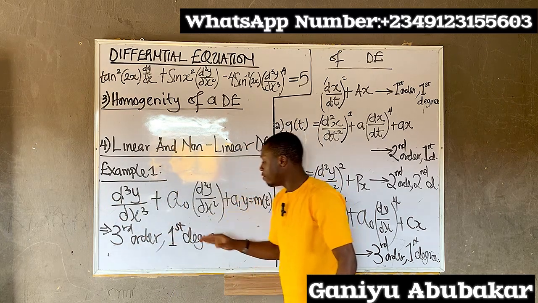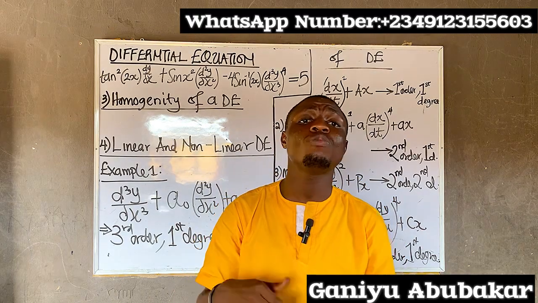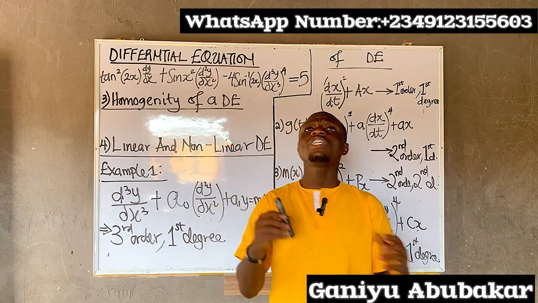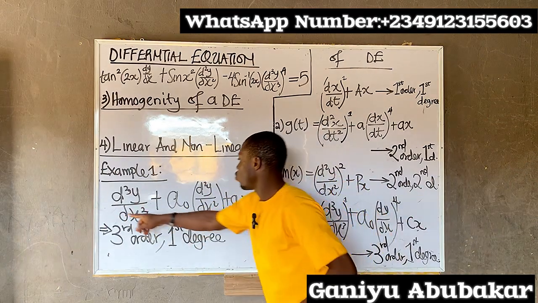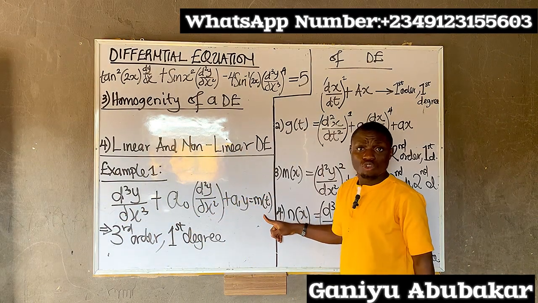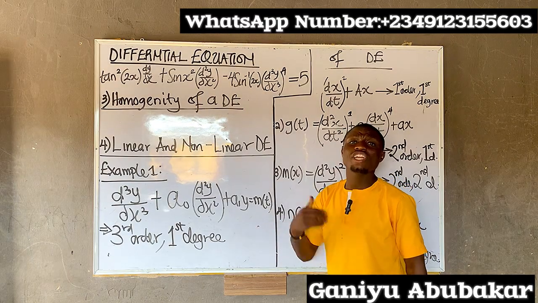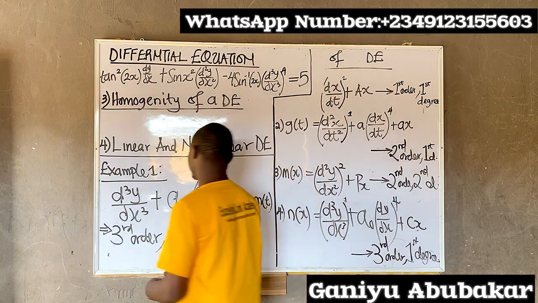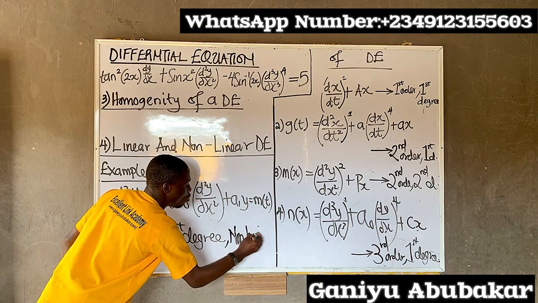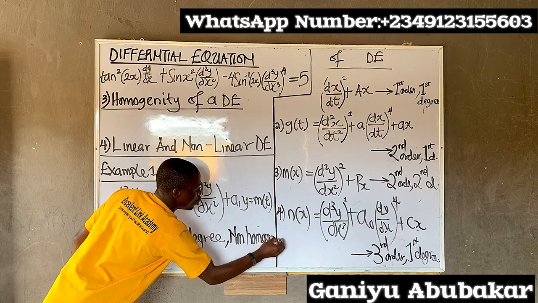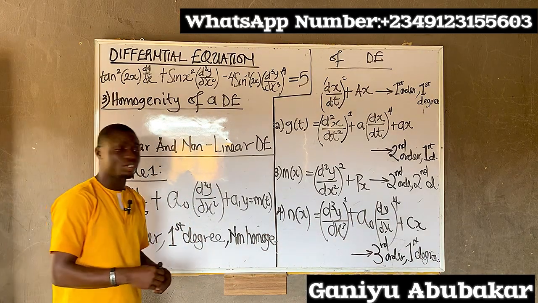Third order, first degree. This one, is it homogeneous or non-homogeneous? We said the homogeneity idea is if the equation is equal to 0. This equation here is not equal to 0. It is equal to m of t. So this is a non-homogeneous differential equation.